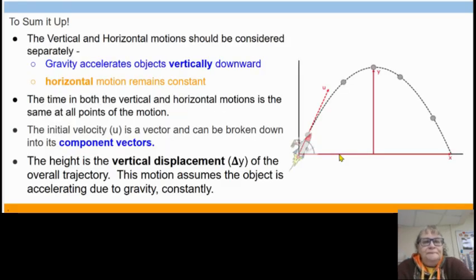So to sum it up, again the vertical and horizontal motion should be considered separately. The time in both the vertical and horizontal motions is the same at all points of the motion. The initial velocity is a vector and can be broken down into its component vectors, x and y. And then the height is the vertical displacement, delta y, of the overall trajectory. This motion assumes the object is accelerating due to gravity and that it's constant.